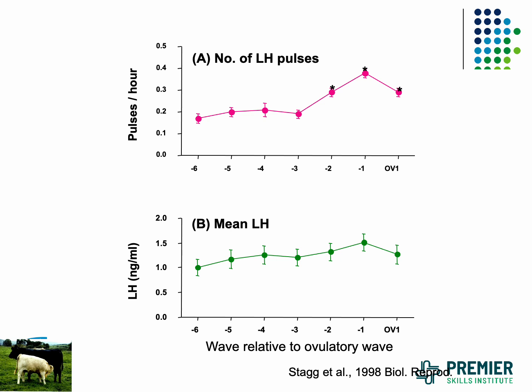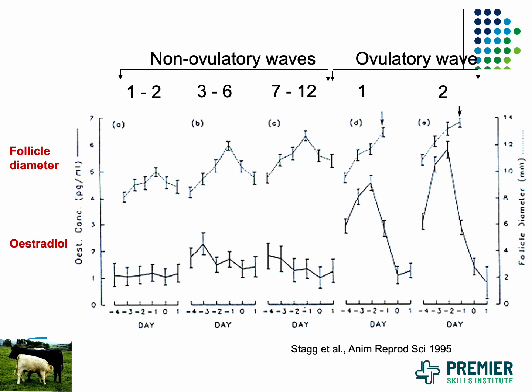That very much has to do with waves relative to the ovulatory wave. If you look at the number and the mean of the LH pulses, the more and the higher they are, the more likely it is that the follicle will ovulate. So follicular diameter and estradiol will affect this. The bigger the follicle, the more estradiol it produces. The more estradiol it produces, the chances that it will ovulate will actually increase.